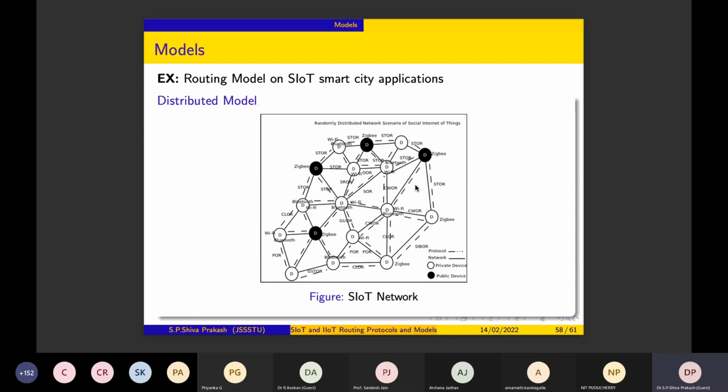In this particular figure, you can notice that you have both public devices as well as private devices, the network to which all the devices are connected, and different types of protocols, and each device has a relationship with the others. The devices are randomly distributed here. So we can use this distributed model for SIoT based applications.